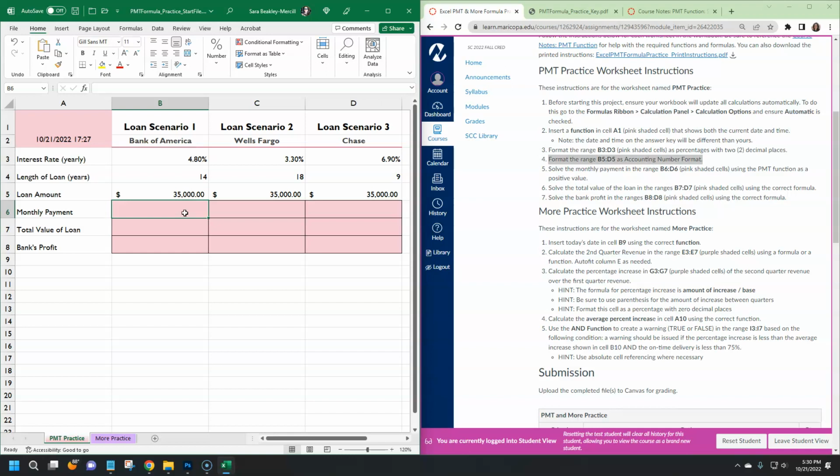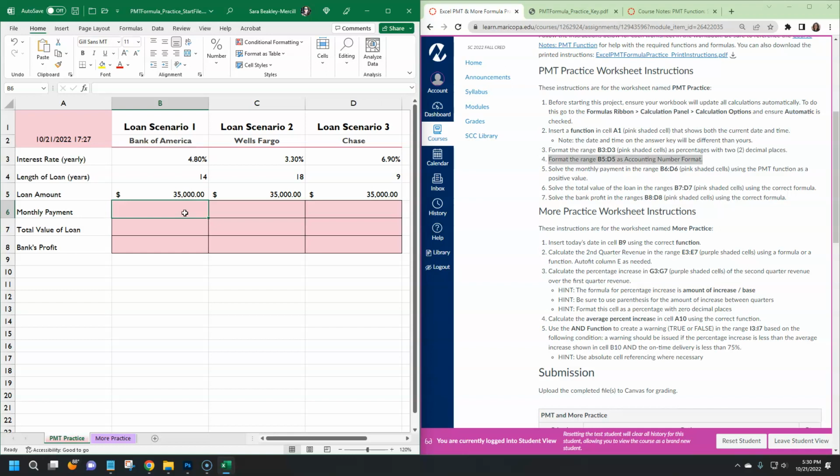So the idea is after this class is over, I would hope that you would use the PMT function to figure out what you would pay if you were going to borrow money from an institution, so that you feel more in control when you walk onto that car dealer lot or wherever you're going to be doing, where you have to borrow money.